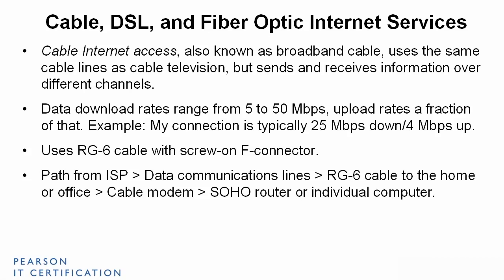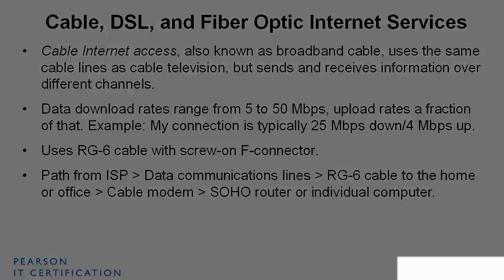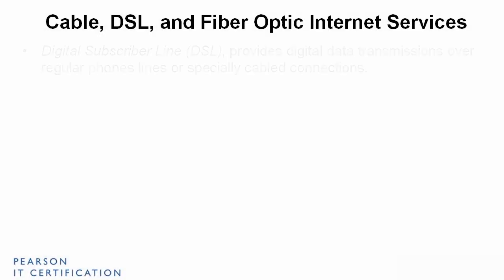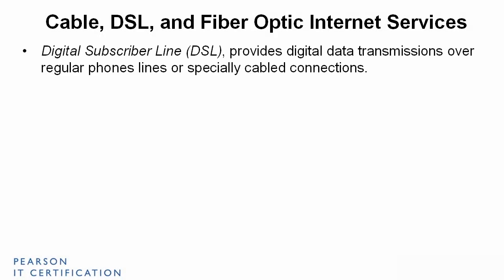So that's basically a little bit about cable internet access. On to DSL. The digital subscriber line, or DSL, provides digital data transmissions over regular phone lines or specially cabled connections, and that depends on which type of DSL you get installed. There's two types that you need to know for the exam, and that's asymmetric versus symmetric.